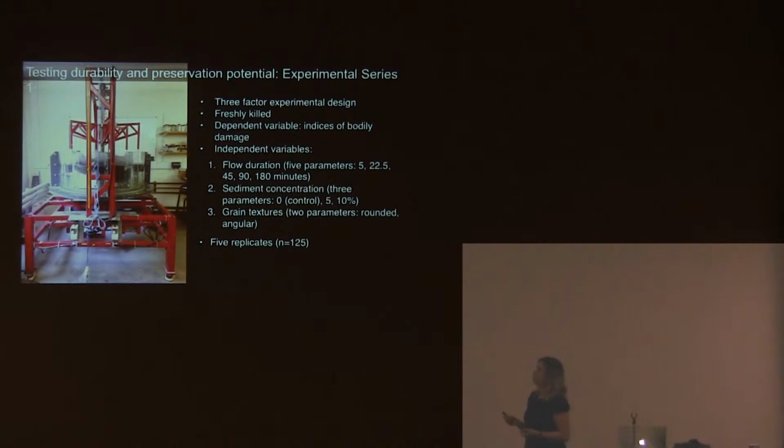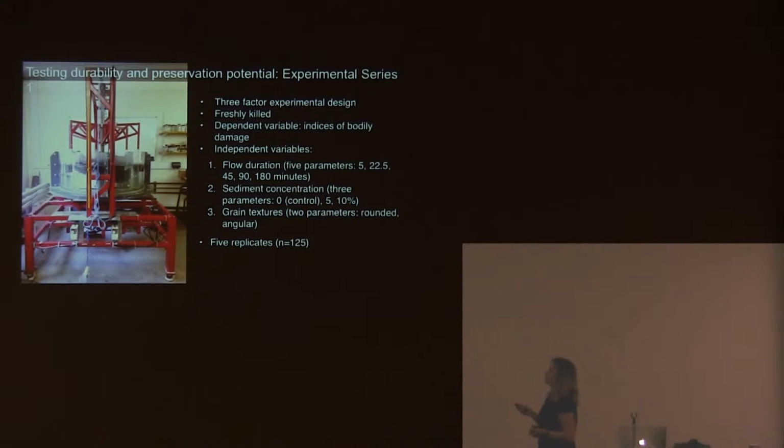on soft-bodied animals. So first is flow duration. Obviously, the longer something stays in a flow, you suspect that you would see more damage. So for this you go from 5 minutes and the longest experiment ran for 180 minutes. Second is sediment concentration. For this I have 3 parameters: 0%, which is the control, so no sediment in the annular flume tank; 5%, which is a dilute concentrated sediment density flow; and 10%, which is a dense concentrated sediment density flow.